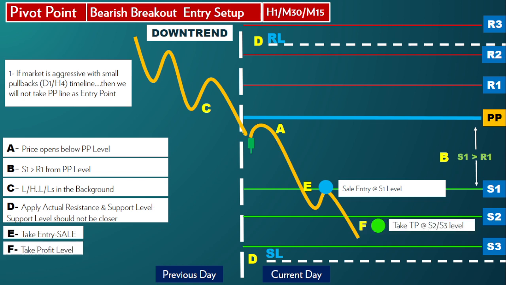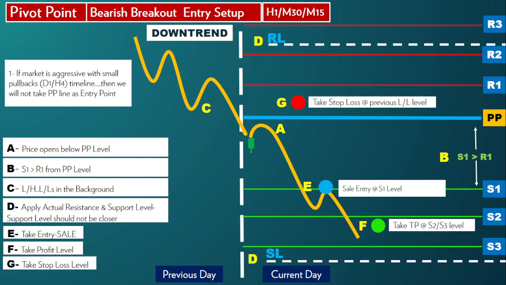Now the next thing we need to figure out is where we take our profit level. So we'll take our profit level somewhere at S2 or S3 level. So this is your S2 level and this is your S3 level. So somewhere here you will take profit. Now we need our risk management and see where we put our stop loss. So over here just above the PP level, and where we will also see the trend behind the downtrend, where there is a previous low, we will take our stop loss over here. Okay, so that's where we take the entry over here. Here we take our take profit level, and over here we take our stop loss level.